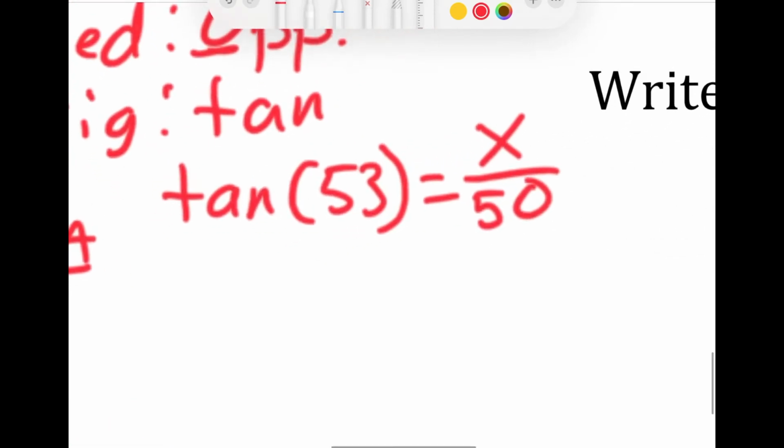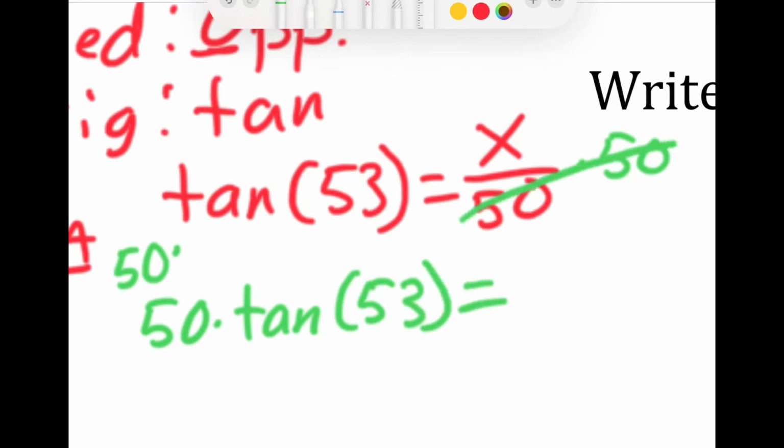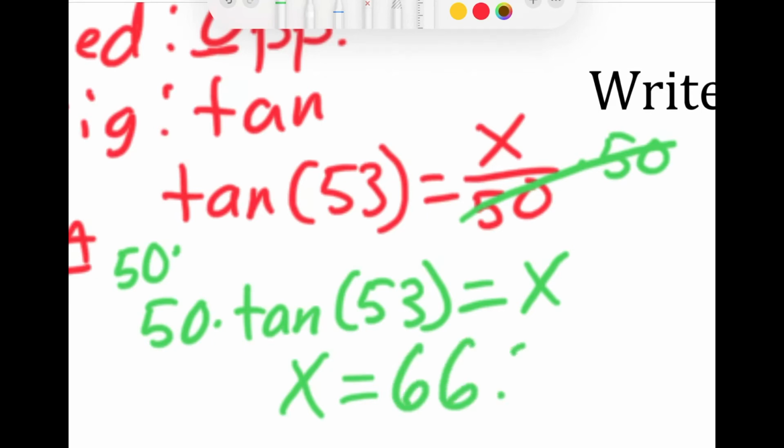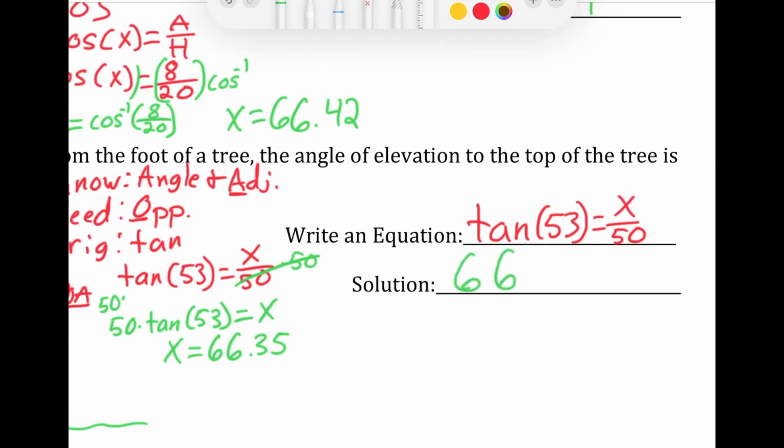To get x by itself, we have to get rid of the denominator. So we're going to multiply by 50 on both sides. On the left side, we have 50 times tangent of 53 equals x, since the division of 50 and multiplication of 50 cancel out, and we're left with x. Once you put this into the calculator, you get approximately x equals 66.35, and that would be your solution.